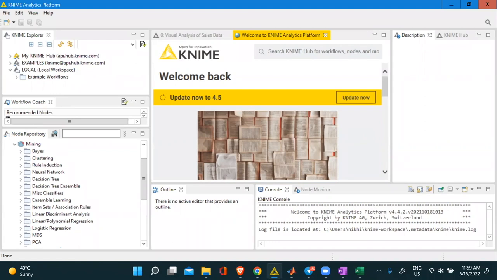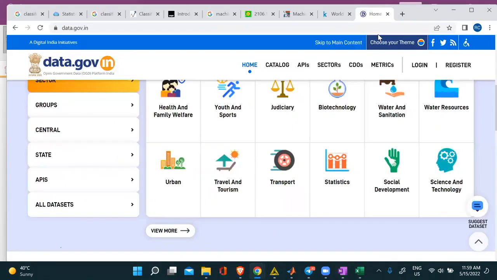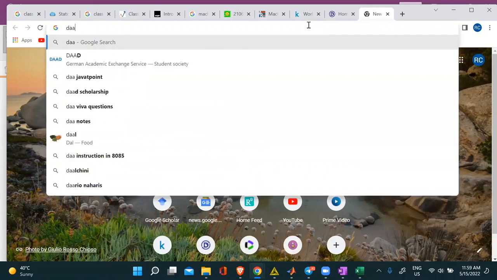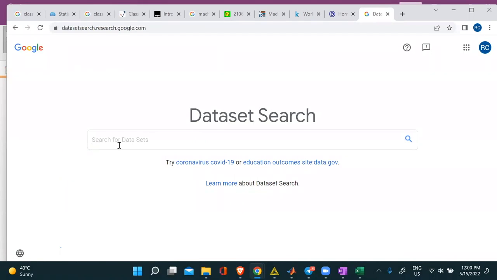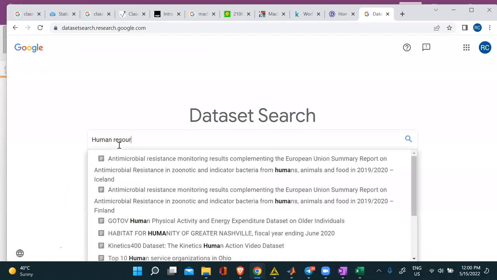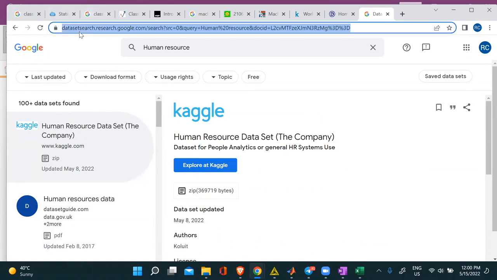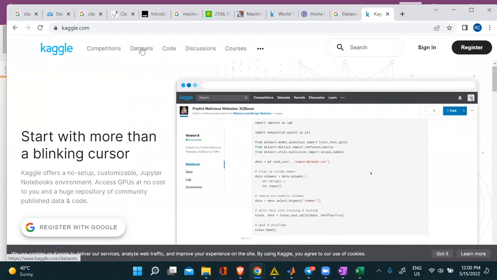As I specified in the previous class also, there are different ways of searching data. data.gov is one, and datasetsearch.research.google.com. This is a site where you can put in your query. Suppose human resource, you will have to search for it, and these links will come up. Again, this is a good way of searching data. You can directly go for Kaggle also. Kaggle contains different datasets, whatever you want to search for.